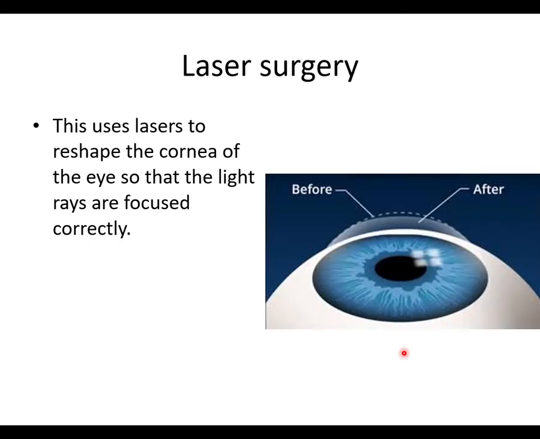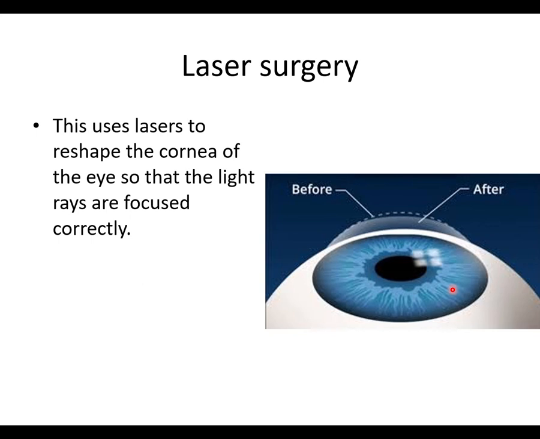You could have laser surgery. Now, laser surgery, basically what they do is they remove the front part of the cornea and they zap the cornea with a laser to make it a different shape. So they reshape the cornea so that light is then refracted by the right amount to focus.